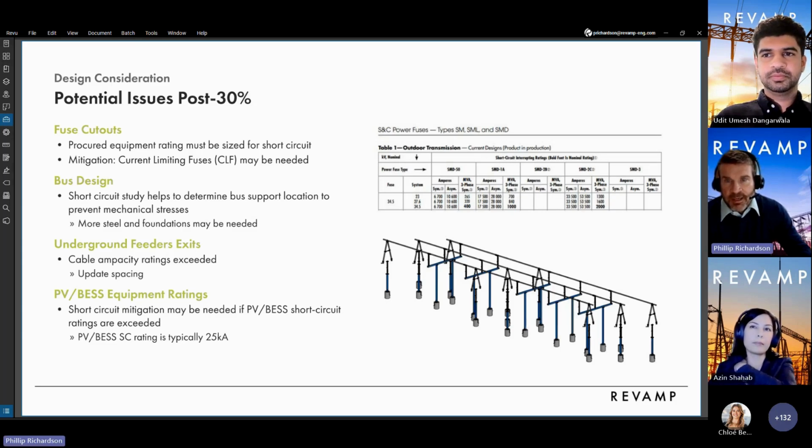PV and BESS equipment rating. What we do in the substation affects the PV and BESS ratings. Luckily, on the substation side, we can get equipment rated up to 40 or 63 kA. But on the PV and BESS side, the typical top is about 25 kA. So if the short circuit contribution or faults on the PV or BESS side is greater than 25 kA, then we may need to apply short circuit mitigation at the substation.